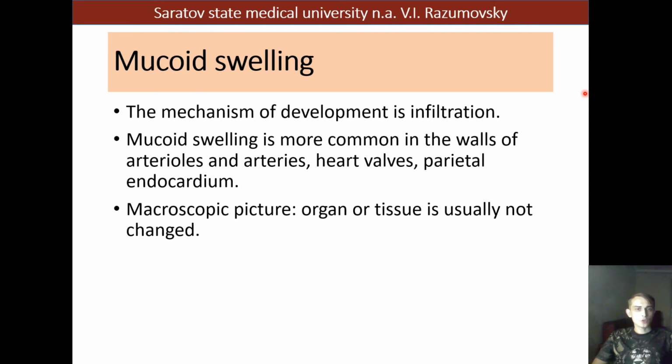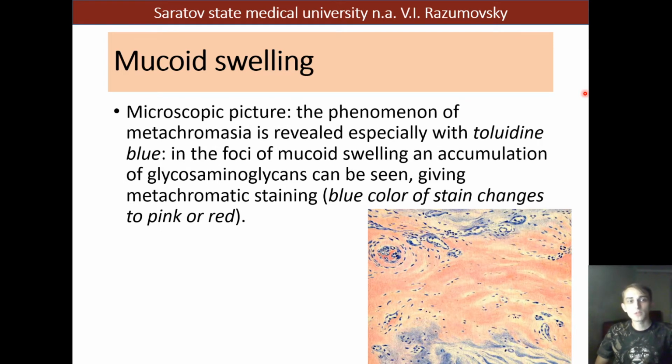We couldn't find any macroscopical signs of this disease, but the most important changes are localized at the microscopical level. The phenomenon of metachromasia is revealed, especially with toluidine blue. In the foci of mucoid swelling, we can see accumulation of glycosaminoglycans and changing of toluidine blue to pink or red color in these areas. The phenomenon of metachromasia is the changing of the normal color of a stain to another color. Like in this example, we can see changing from blue to pink or red.